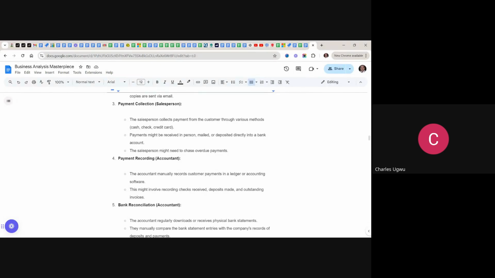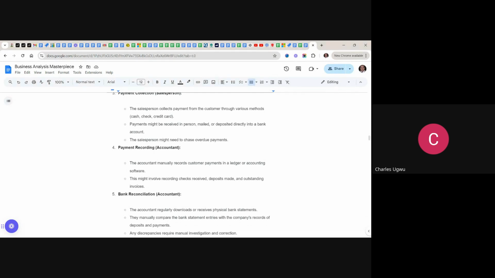Because the payment is now collected, the money is now in the bank account, and you see another person taking the baton from here, another stakeholder, an accountant in the accounts department. The accountant manually records customer payments in a ledger or accounting software. This might involve recording checks received, deposits made, and outstanding invoices. This is what the accountants do.